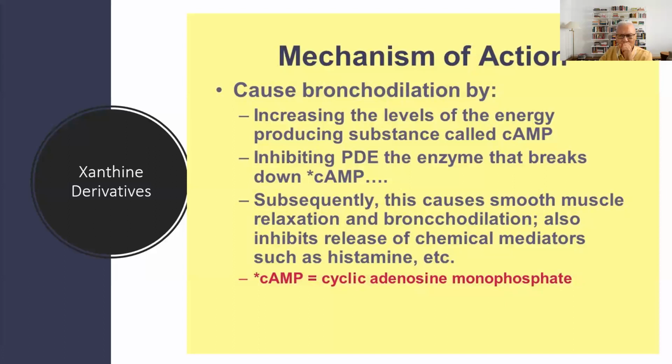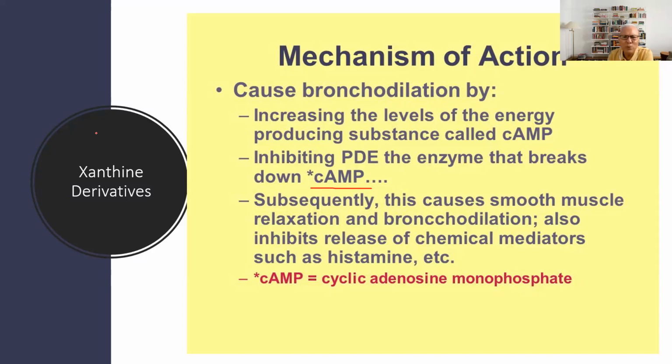So how does it work? Well, you remember me talking about cAMP, right here. Xanthine derivatives increase the levels of cAMP, cyclic adenosine monophosphate. That's what cAMP stands for. And it does so by inhibiting the activity of PDE or phosphodiesterase. So what happens when you stop phosphodiesterase, there's going to be an increase in cAMP.